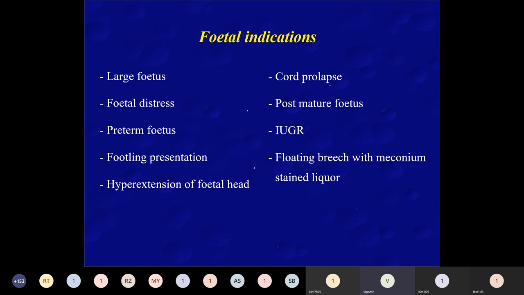If there is a fetal compromise, an IUGR or FGR fetus, again, placental insufficiency is already there. It cannot take the stress of vaginal delivery. Better to deliver by cesarean section. Floating breech with meconium-stained liquor, that is again an indication for cesarean section.